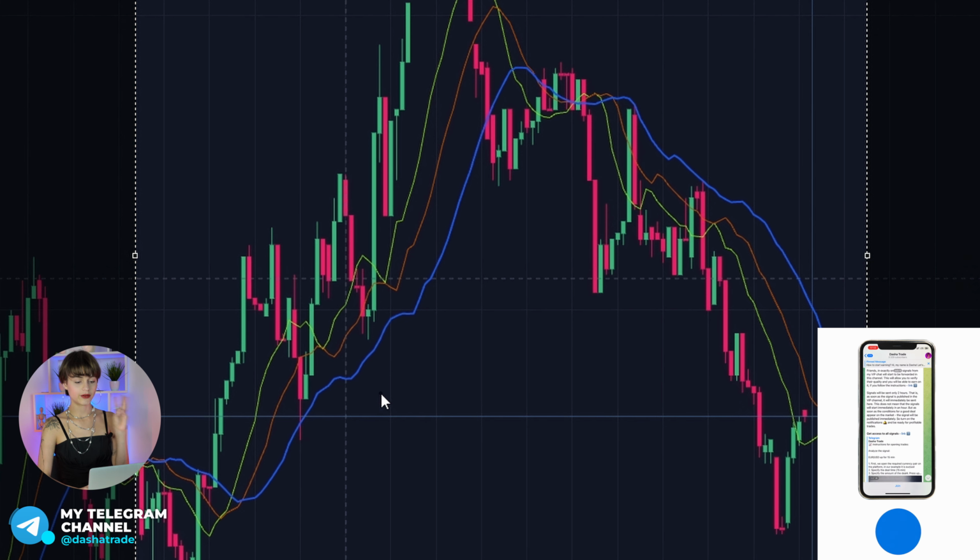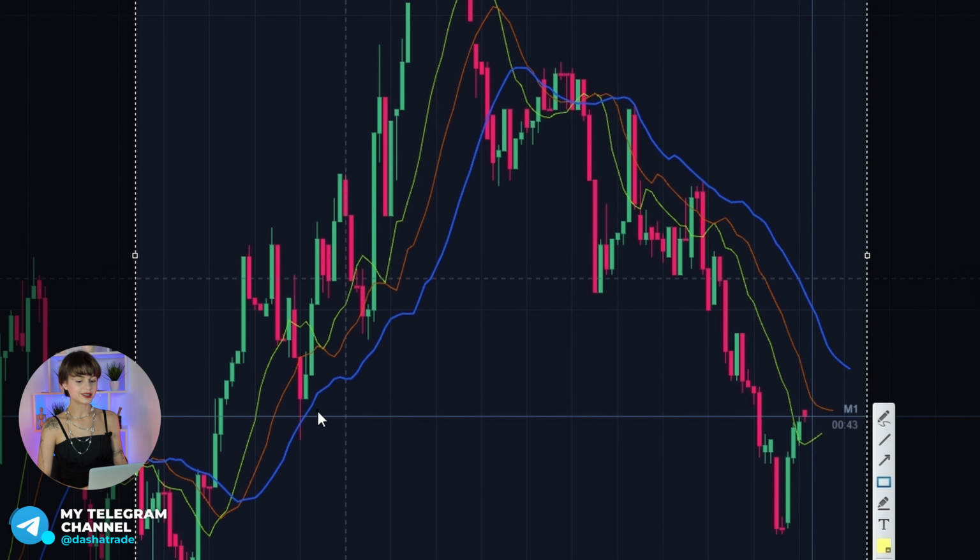So we see 3 lines. The blue line shows us the general trend. We'll be guided by it. This line serves us as a level of resistance or support. So if the price reaches this line, we open a deal for a rollback. The second way to work with this indicator is the intersection of the blue line by the 2 other ones. Those intersections mean a general trend change.